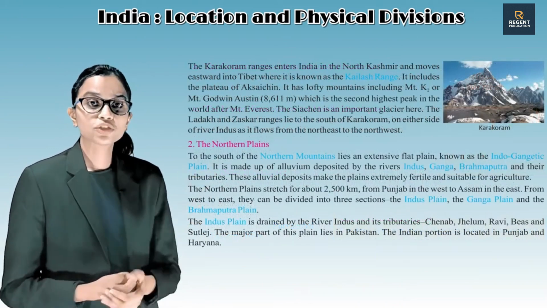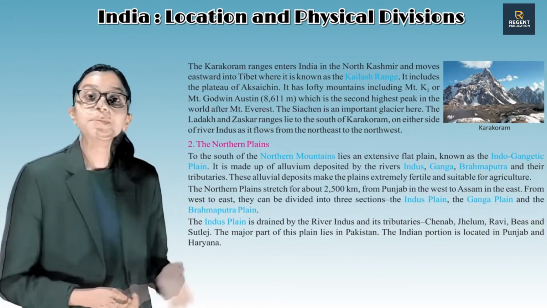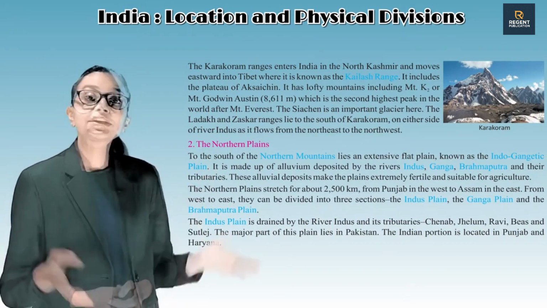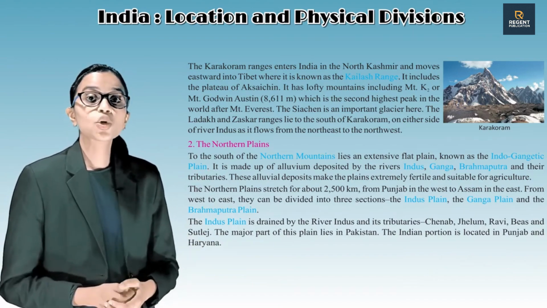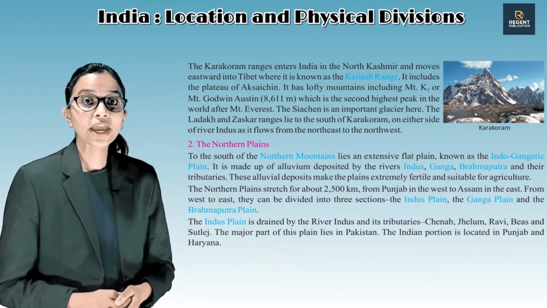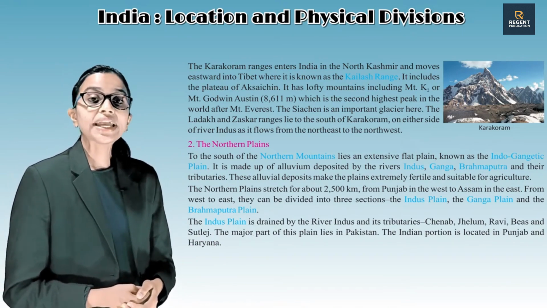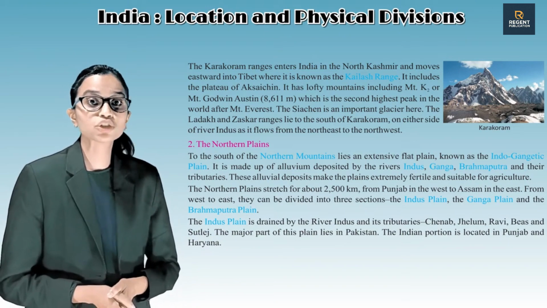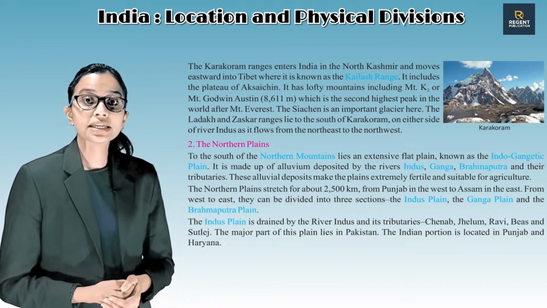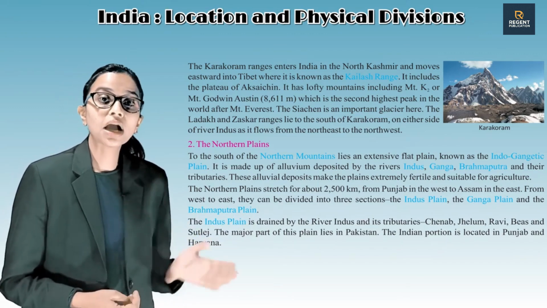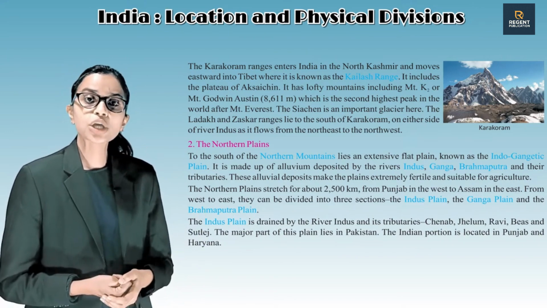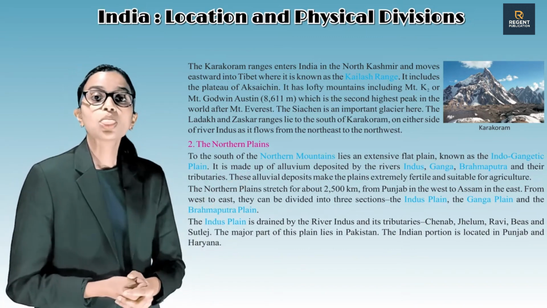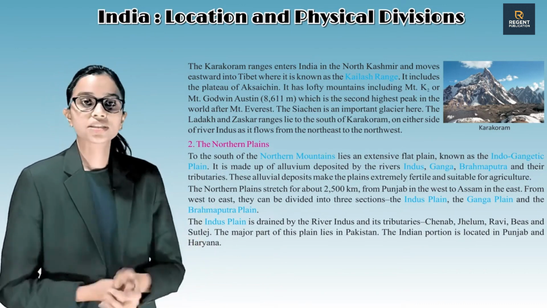The Karakoram ranges enter India in North Kashmir and move eastward into Tibet, where it is known as the Kailash range. It includes the plateau of Aksai Chin. It has lofty mountains including Mount K2 or Mount Godwin Austen, 8,611 meters, which is the second highest peak in the world after Mount Everest. The Siachen is an important glacier here. The Ladakh and Zanskar ranges lie to the south of Karakoram on either side of the river Indus as it flows from the northeast to the northwest.